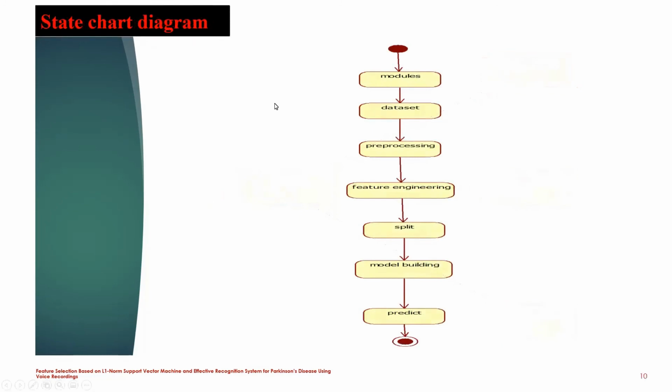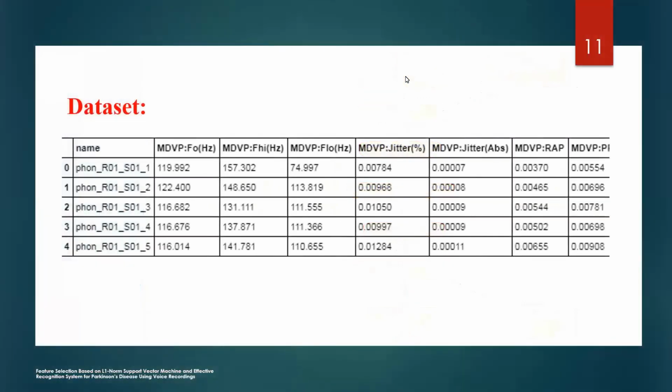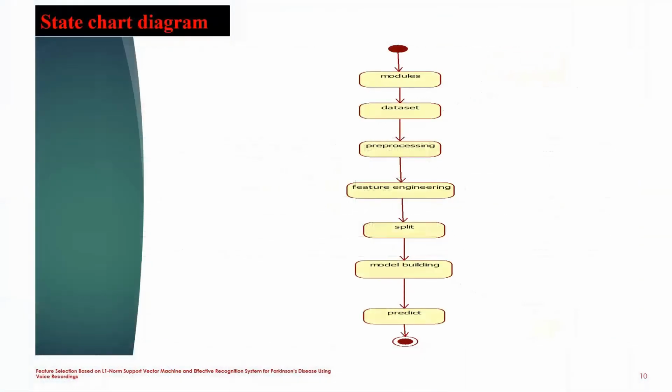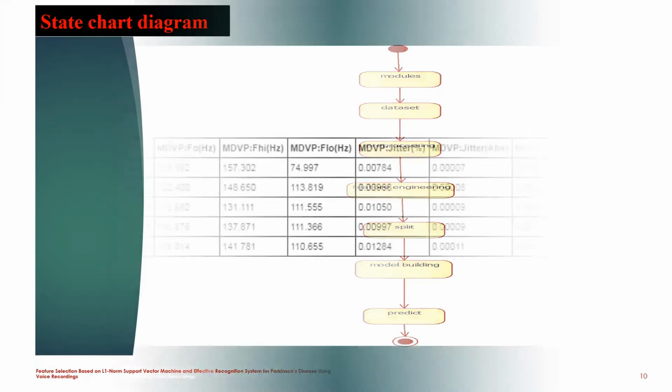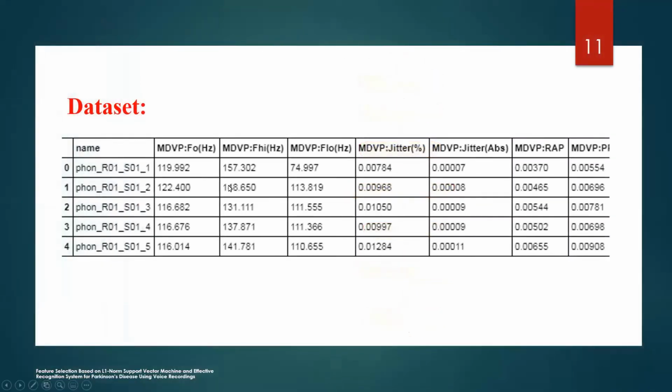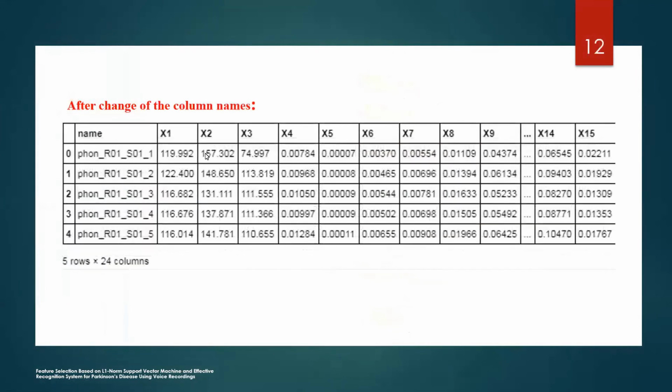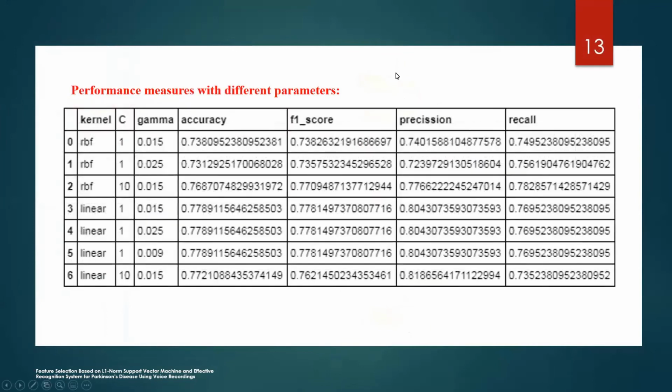This is the state chart diagram. First one, this is begin, and this one is end. This is the flow of control. First one modules and dataset and preprocessing and feature engineering. Split data is split in model building and predict. This is an example in the dataset. After changing the column names, then it goes to perform measures with different parameters.